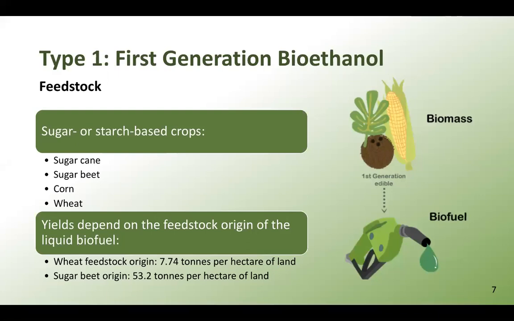Okay, so the first type of liquid biofuel studied in this project is bioethanol. It's a first generation liquid biofuel, which is usually produced using sugar or starch-based crops, such as sugarcane, sugar beet, corn, or wheat. As for its yields and quantities, they usually depend on the feedstock used. For instance, a wheat feedstock origin would lead to 7.74 tons per hectare of land, while a sugar beet origin would lead to 53.2 tons per hectare of land.